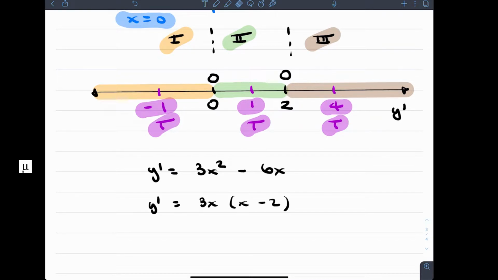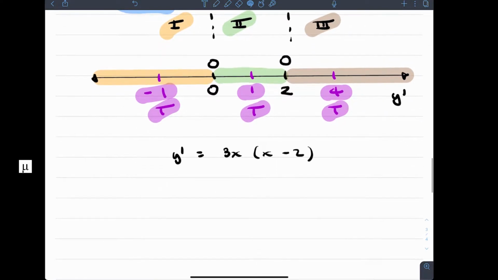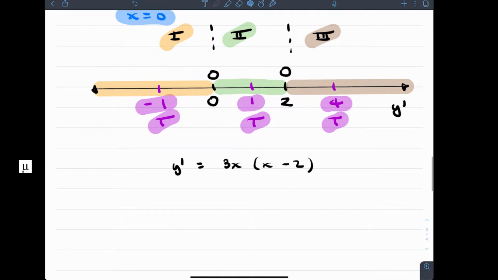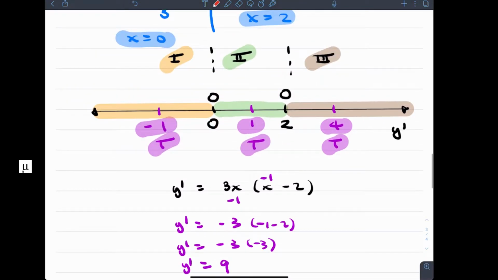Why do I actually use the factored version? You know why I use the factored version? Because it's easier with the arithmetic. It's a lot easier, because I'm going to have to plug in a test point now. I plug in -1, and what do I get? -3 times (-1 - 2). What's a negative times a negative? I don't even care about the number. I just care about the sign, because this is called sign analysis.